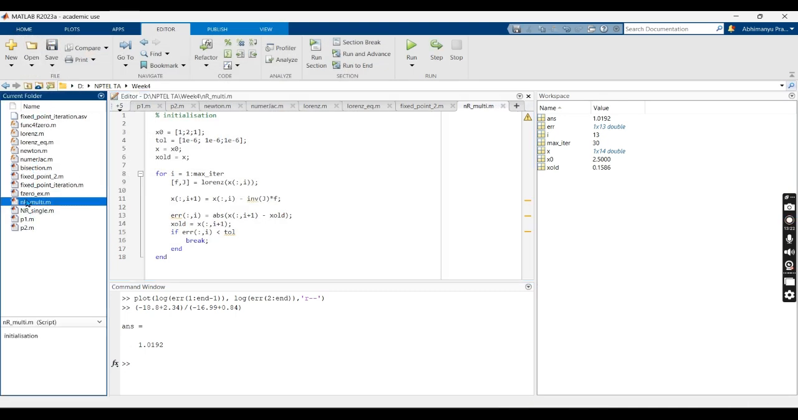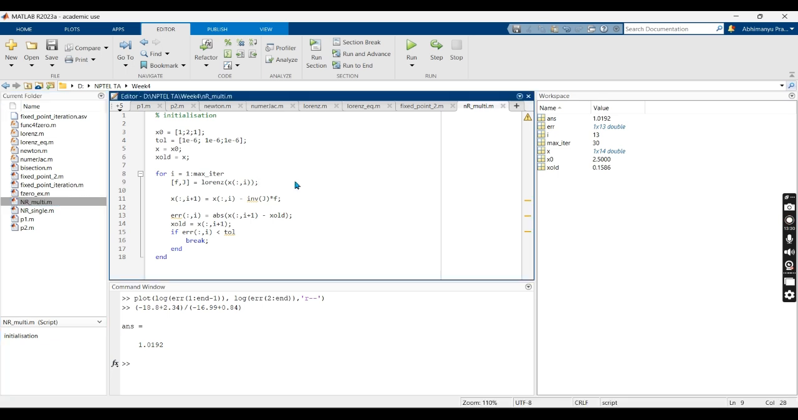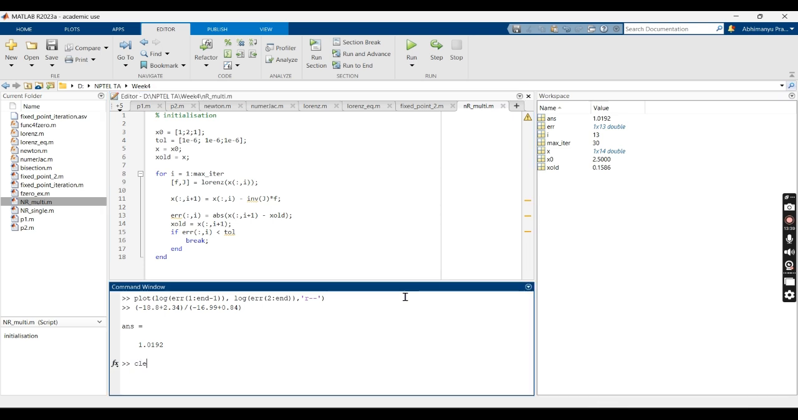Let us save this, just for the consistency. Let us clear the workspace.